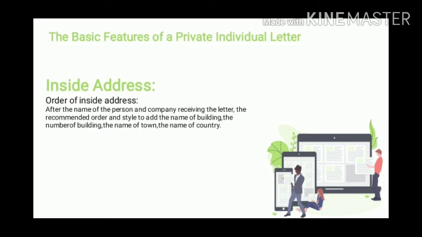The order of inside address. The recommended order and style of addresses in the UK is as follows. The first is the name of the building, the number of the building, the name of the city, and then the name of the country. In other European countries, the number of the building may be placed after the name of the street. The name of the country, if known, should be included on the line below the name of the city. The postcode may be written on a straight line. The name of the town, as well as the country, may be in capital letters.